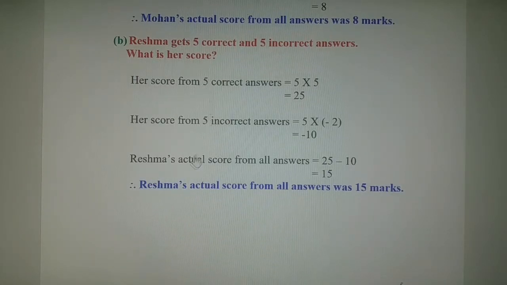So Reshma's actual score will be the total score from correct answers minus the score from incorrect answers. So 25 minus 10 we have to do. 25 minus 10, 15. 15 marks. So Reshma's actual score from all the answers was 15 marks.